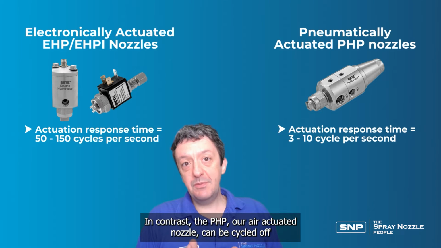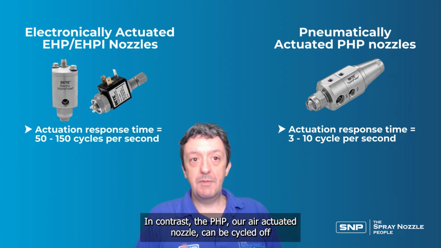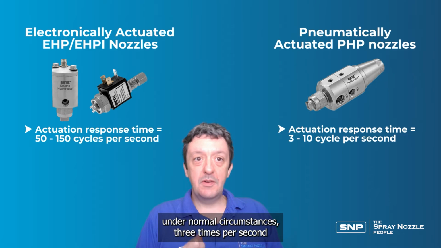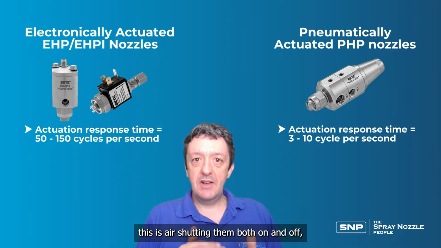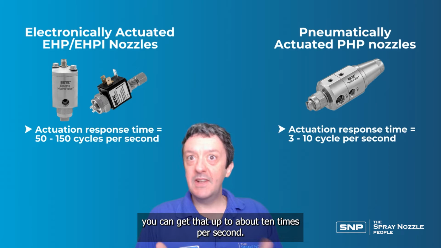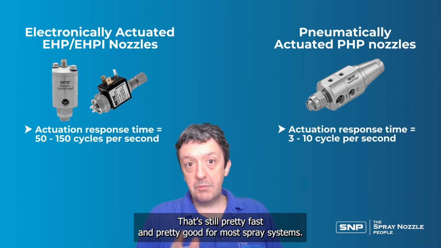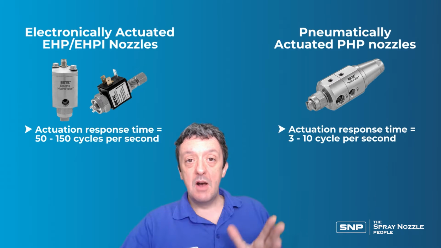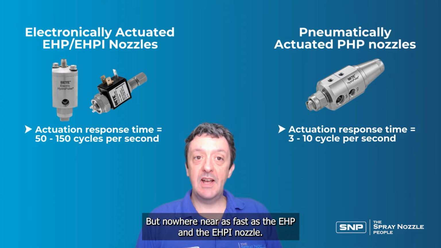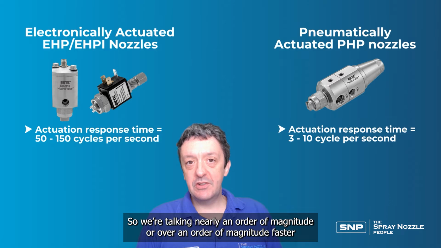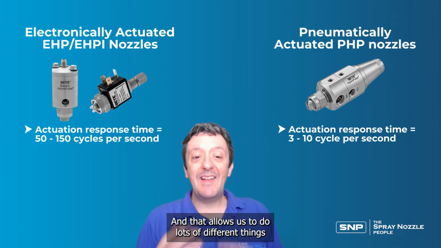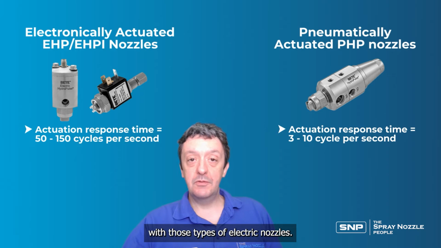In contrast, the PHP, our air actuated nozzle, can be cycled off under normal circumstances 3 times per second when using spring actuation overcome by air, and with air assistance, this is air shutting them both on and off, you can get that up to about 10 times per second. Still pretty fast and pretty good for most spray systems, but nowhere near as fast as the EHP and EHPi nozzles. So we're talking nearly an order of magnitude or over more order of magnitude faster with those electronic nozzles, and that allows us to do lots of different things with those types of electronic nozzles.